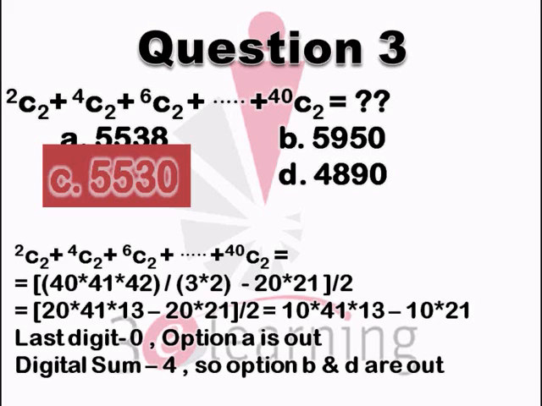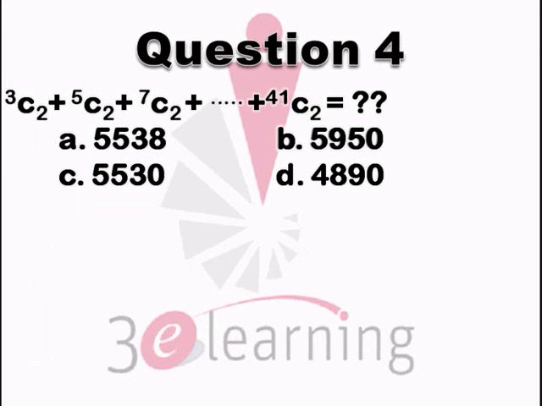And there are 20 bundles, so 20 into 21 divided by 2. By solving this, we have 5530. Now, check the question number 4. Question number 4 is just similar to question number 3.